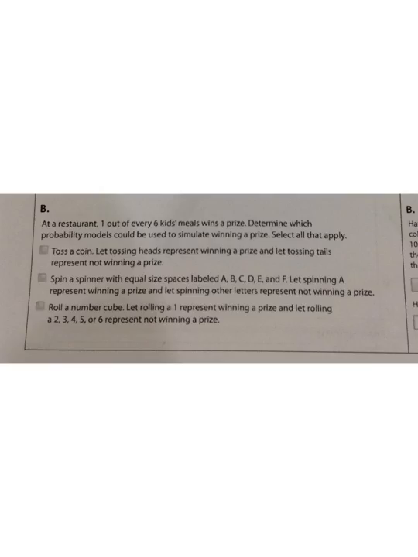B. At a restaurant, 1 out of every 6 kids' meals wins a prize. Determine which probability models could be used to simulate winning a prize. Again, you need to select all of them that apply to get it correct.